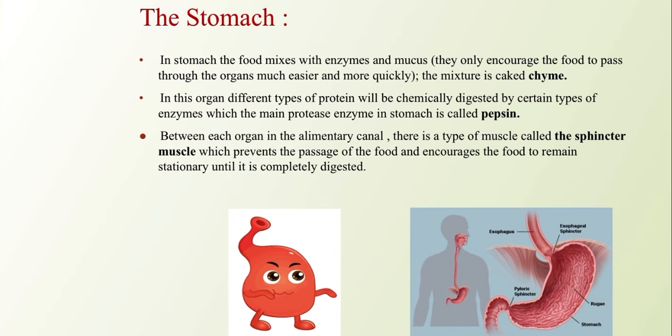Between each organ in the alimentary canal, there is a type of muscle. Don't forget this. Between each organ in the alimentary canal, so all the organs, not only the stomach, there is a type of muscle called the sphincter muscle, which prevents the passage of food and encourages the food to remain stationary until it is completely digested.